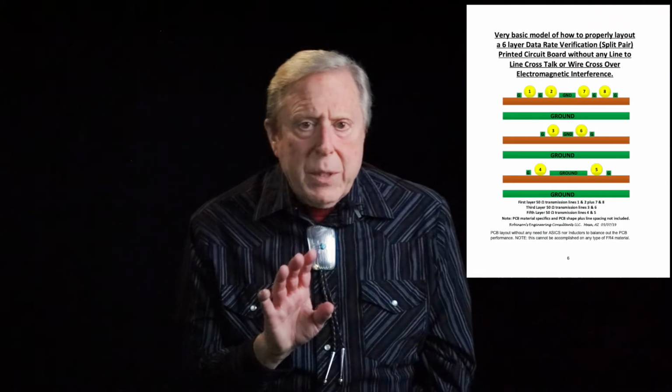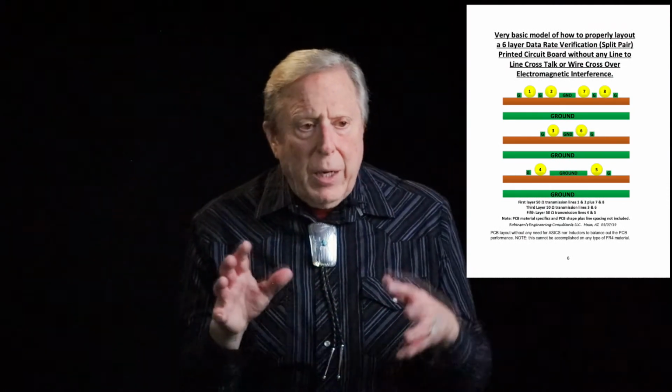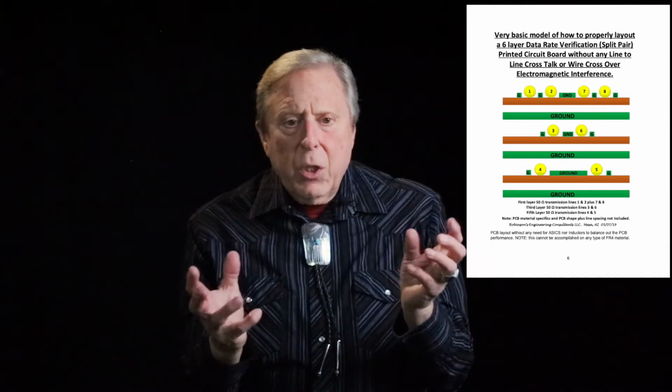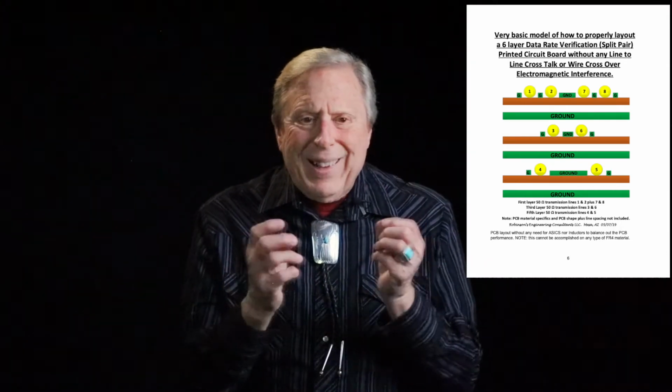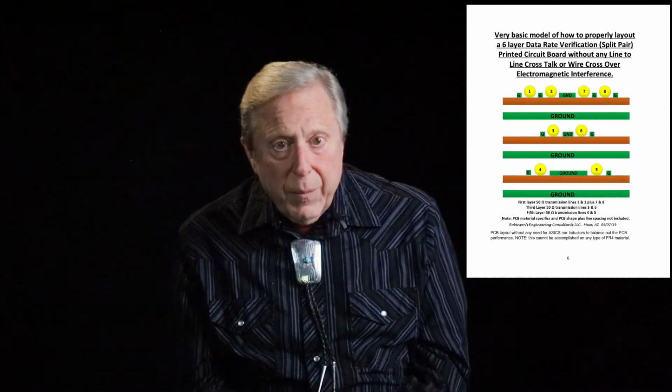So now we're going to talk about the basic model for how to properly lay out a 6-layer board. We go, why do I care? Well, the problem is with most guys when they're laying out a 6-layer board or a split pair board, they don't really take in line crosstalk. And so what's happening is they try to do it on 1 or 2 layers and it's not going to work. So what happens is you start having the lines start talking to each other.